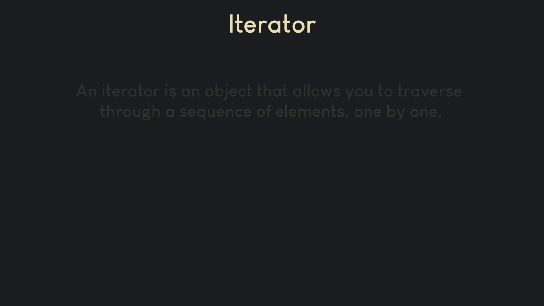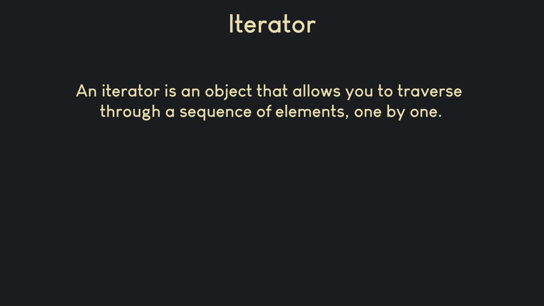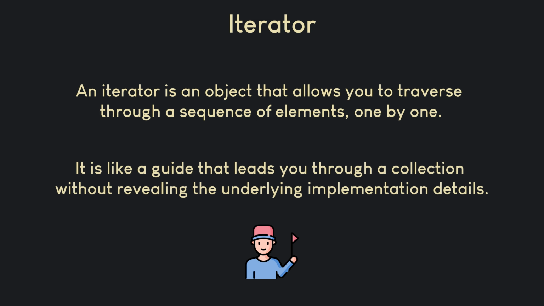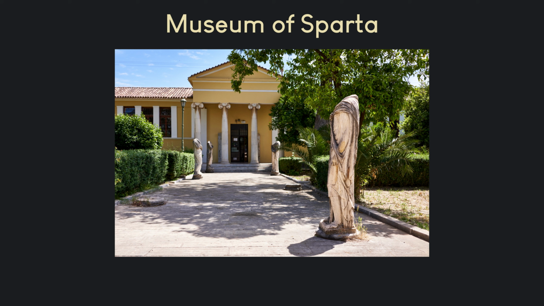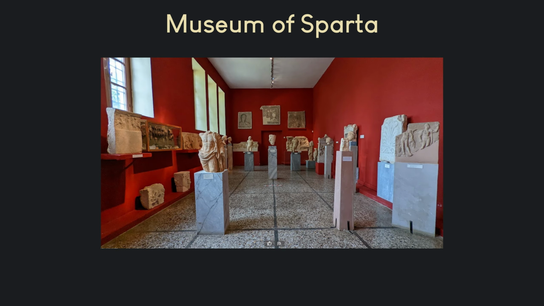An iterator is an object that allows you to traverse through a sequence of elements, one by one. It is like a guide that leads you through a collection without revealing the underlying implementation details. To illustrate this concept, imagine you want to visit a museum and explore all of its exhibits. Let's say you want to visit the Museum of Sparta in Greece, my hometown. It is a small museum with 7 rooms and a few hundred items on display. You can explore the museum on your own, or you can hire a guide to accompany you.